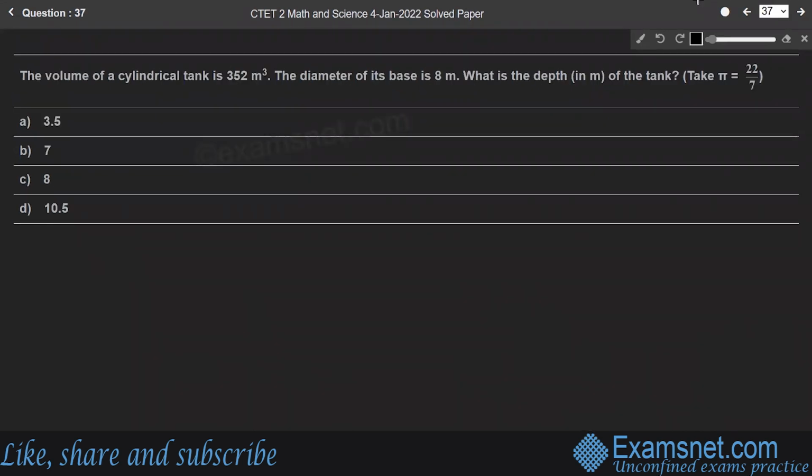Question number 37. The volume of a cylindrical tank is 352 meter cube. The diameter of its base is 8 meter. What is the depth of the tank? Given pi is equal to 22 by 7. Given the volume of the tank, which is cylindrical, V is equal to 352 meter cube.